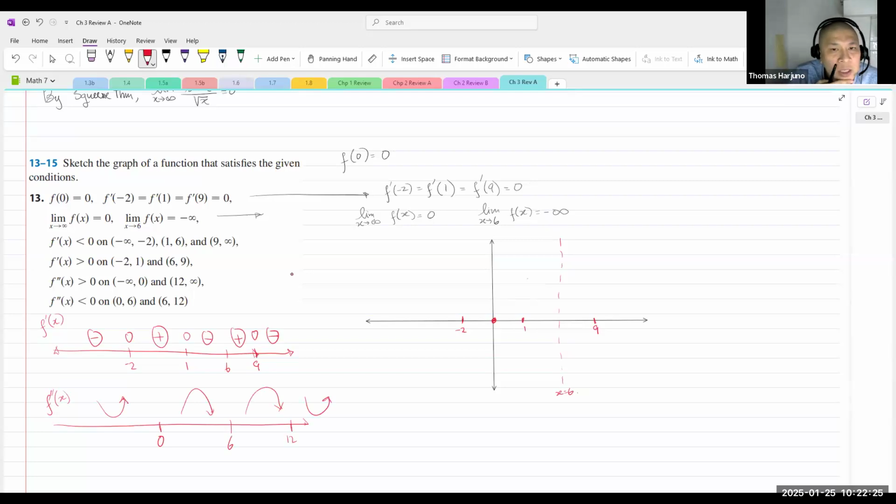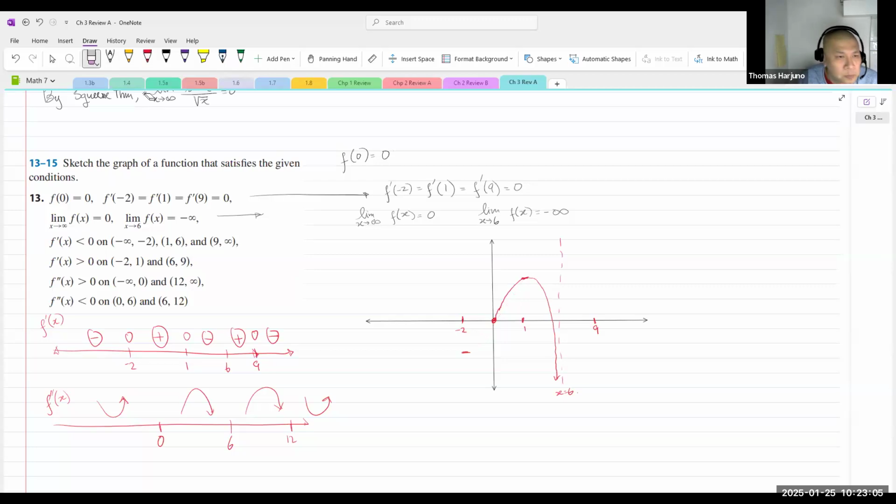So from what I see here, from negative 2 to 1, it's increasing. Okay, so let's say it's like this. At 1, that's a critical value. The slope is 0. And then from 1 to 6, the slope is negative. Oh, it goes to negative infinity. So okay, let's drop it down here. And according to the graph, from 0 to 6 is concave down. So let me fix it. It is like this, concave down.